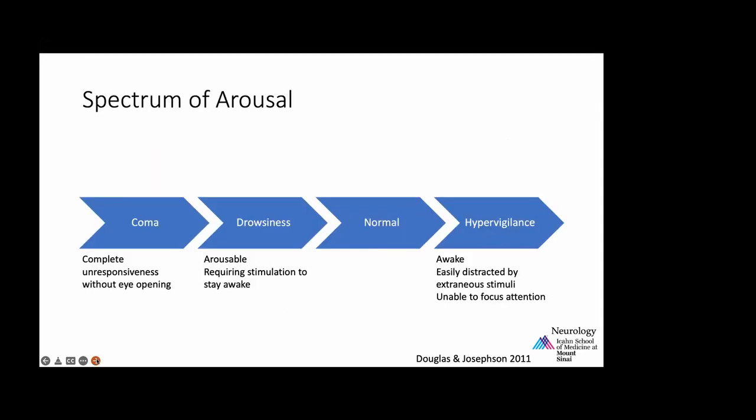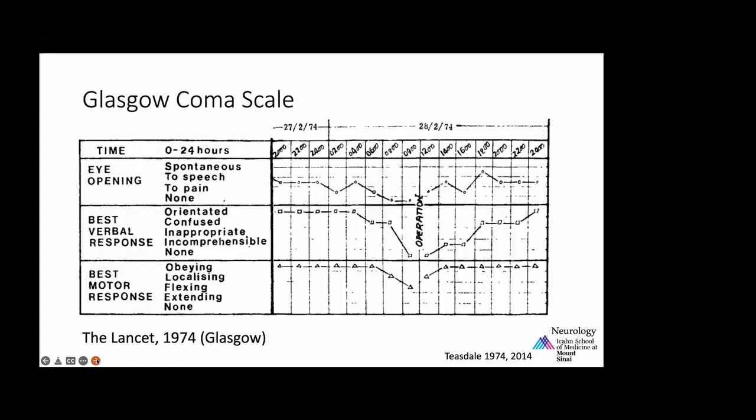And there's, of course, a spectrum of arousal. So we were talking about coma, so that's complete unresponsiveness, no eye opening. You can have drowsy patients, you can have normal patients, and then you can have hypervigilance where patients are really awake and easily distracted.